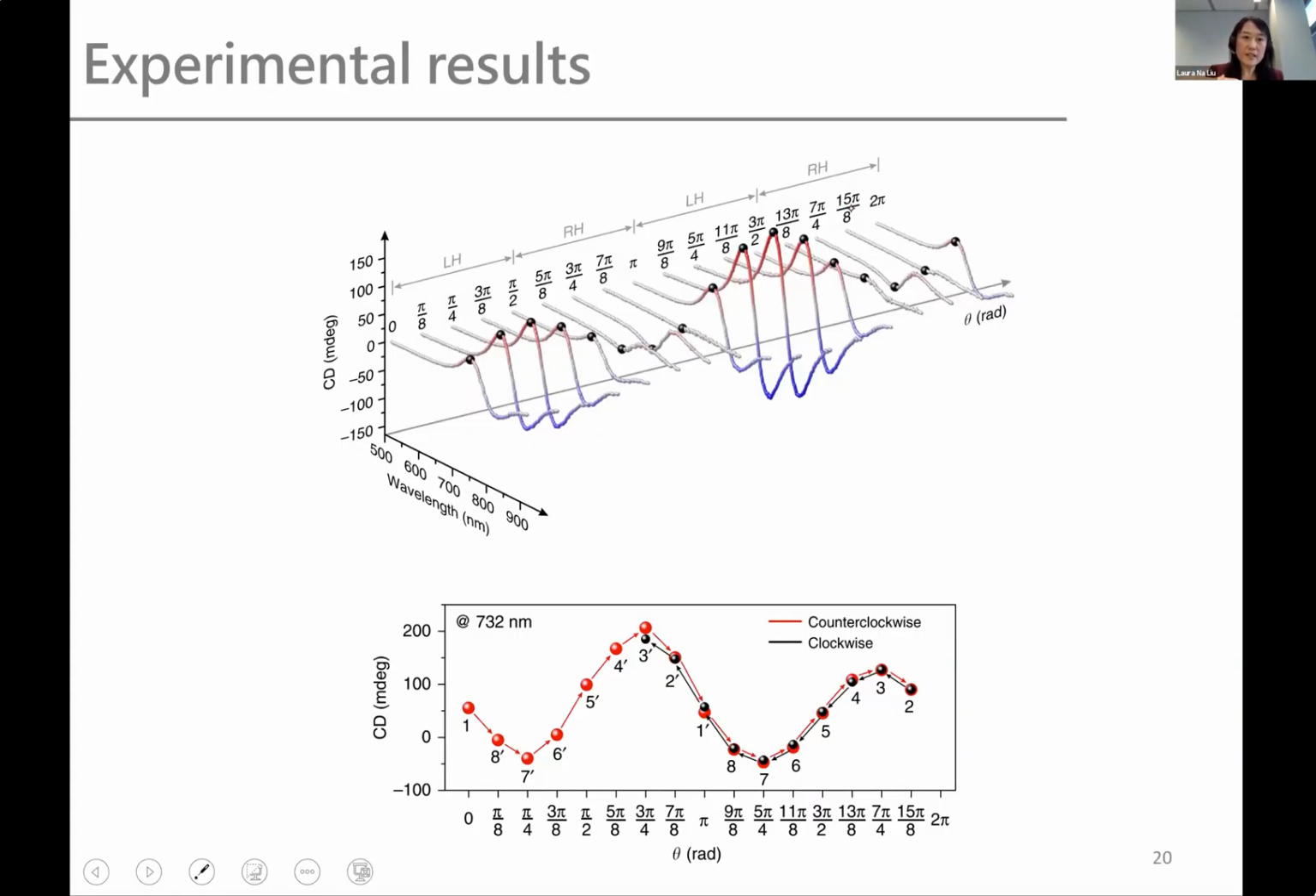Then we did the experimental tracking. We have 2 colors to identify the counterclockwise rotation and clockwise rotation. One sees that at different angles, these 2 sets of data points agree with each other very well. It means that the system is fully reversible.